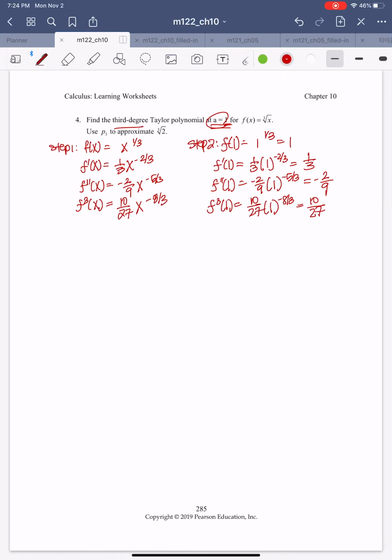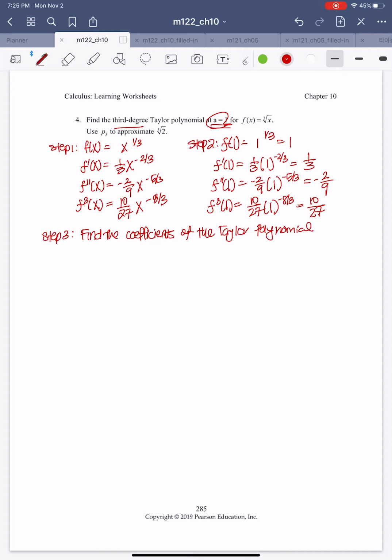Now let's find the coefficients of the Taylor polynomial by putting the factorial term underneath each: a sub 0, a sub 1, a sub 2, a sub 3. So step 3, find the coefficient of the Taylor polynomial.